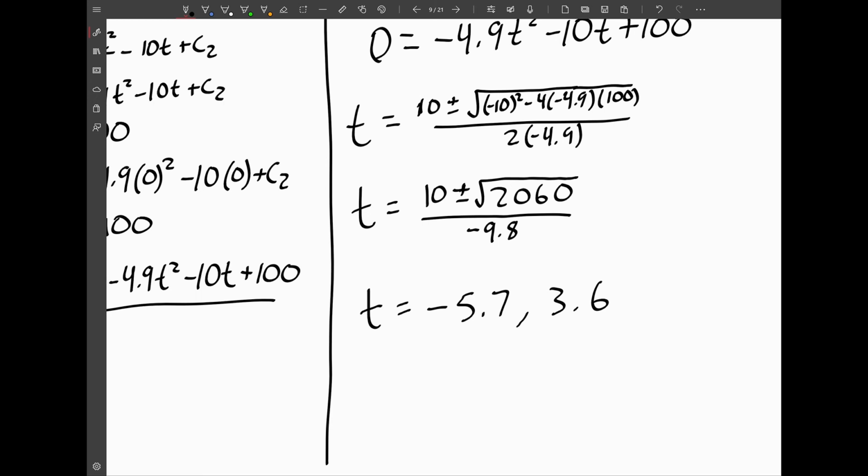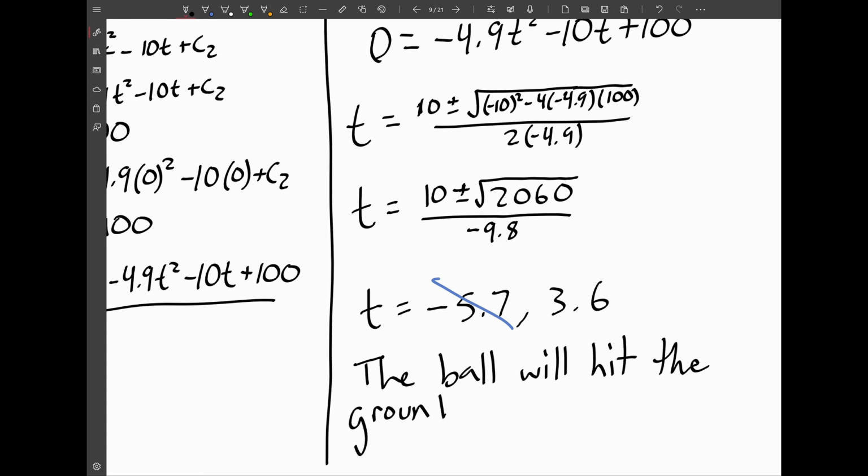Now, we know time isn't negative, so we can reject this one. And we can say the ball will hit the ground after 3.6 seconds.